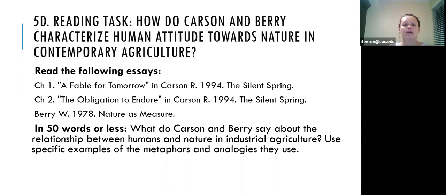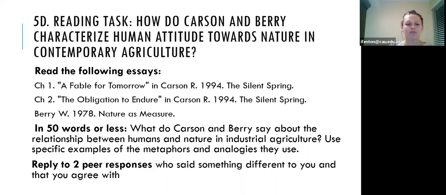What do Carson and Berry say about the relationship between humans and nature in industrial agriculture? And I want you to use specific examples of the metaphors and analogies that they use. What do they compare this attitude to? What do they say it's like?